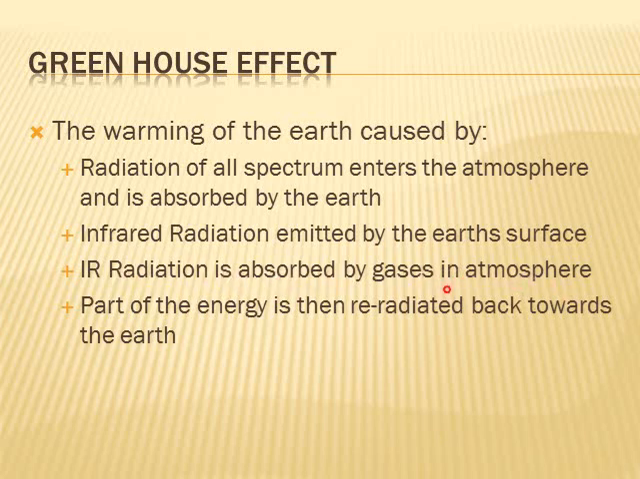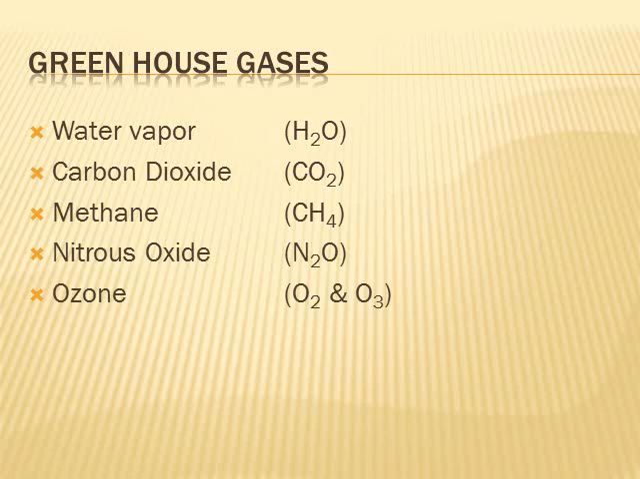Radiation is then absorbed by the gases in the atmosphere and then re-radiated back towards the Earth. And so it makes it so the total amount of energy that leaves the Earth's atmosphere is less than it was without the atmosphere, thus causing this warming effect of the Earth. There are different compounds that act as greenhouse gases and absorb this infrared radiation and radiate it back.